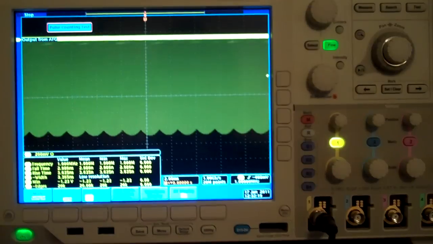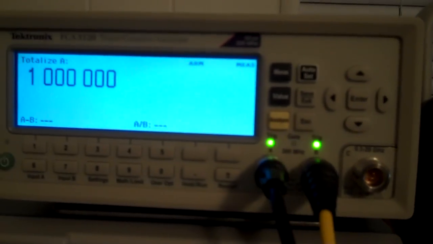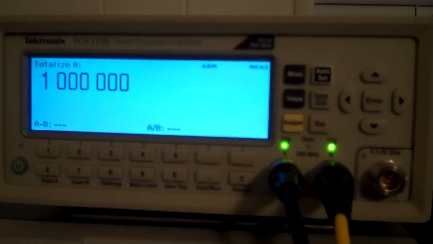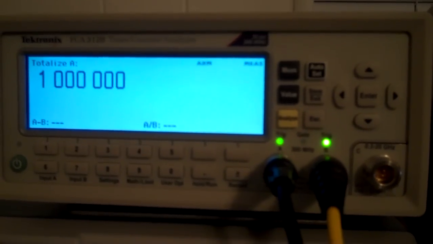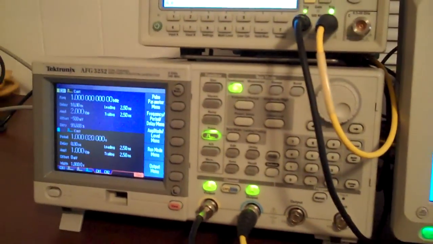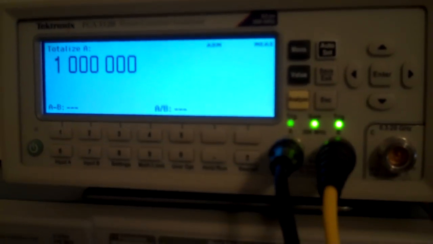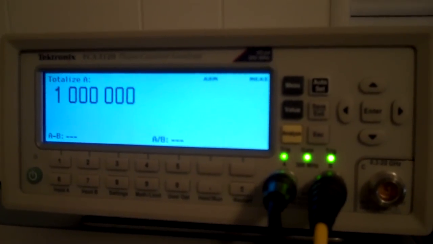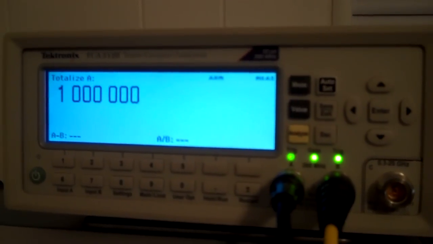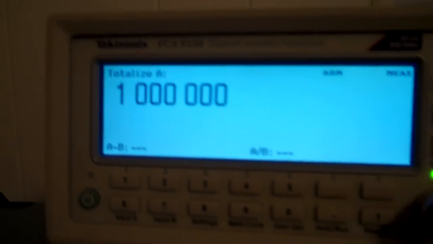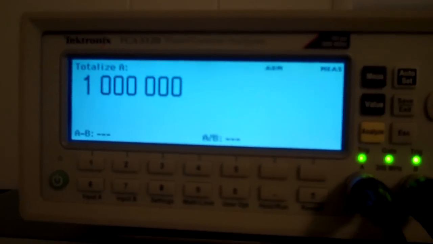So what's the solution? The solution is a new addition to the Tektronix portfolio called the FCA3120, a whole series of frequency timer counter analyzers. In this case, the A channel is looking at the split-off signal, basically the pulse that we were generating, and the B channel is a gate signal being generated from channel 2 on the AFG. It's a 1 second gate. You can see right there we're measuring 1 million pulses in each 1 second gate.